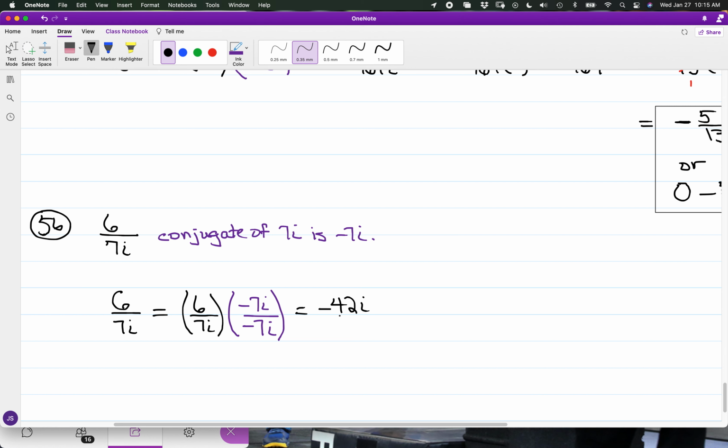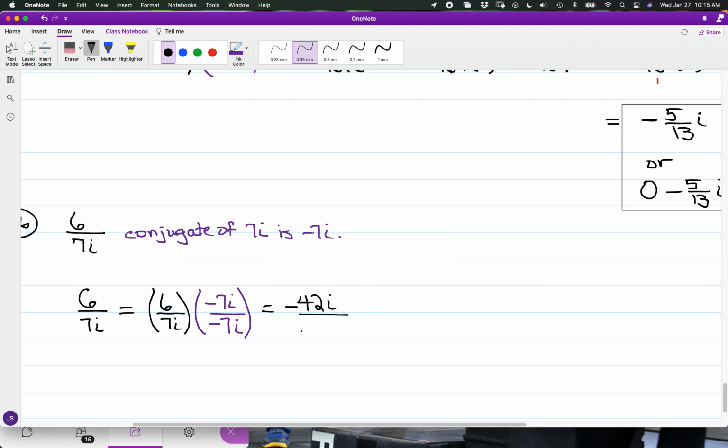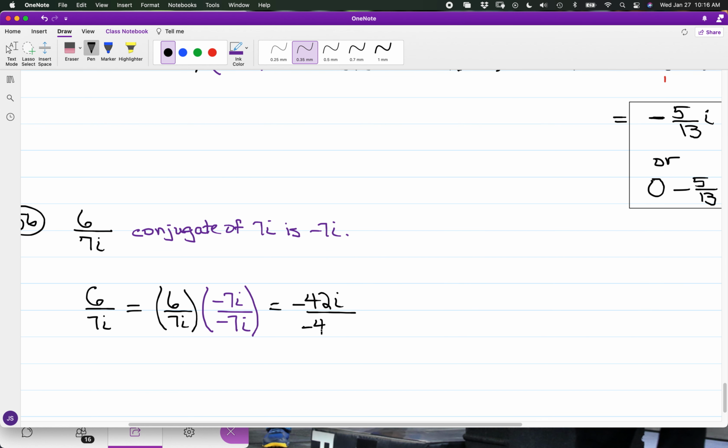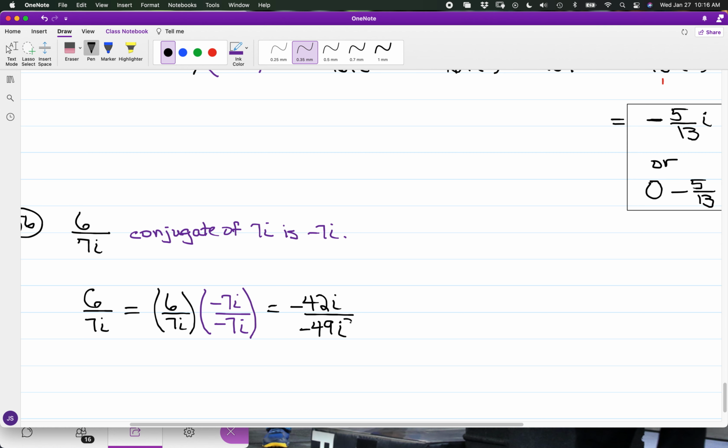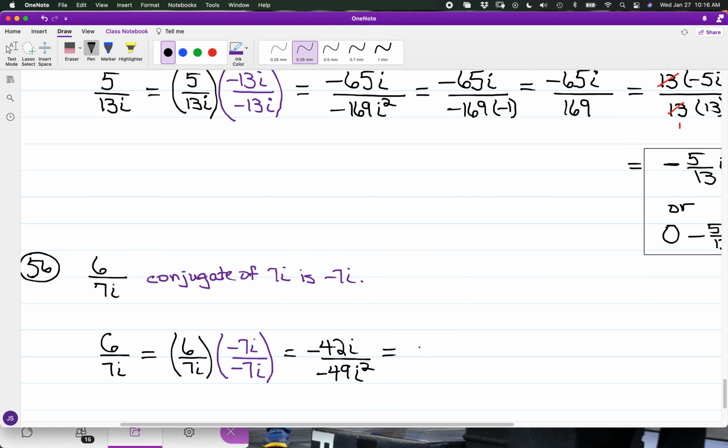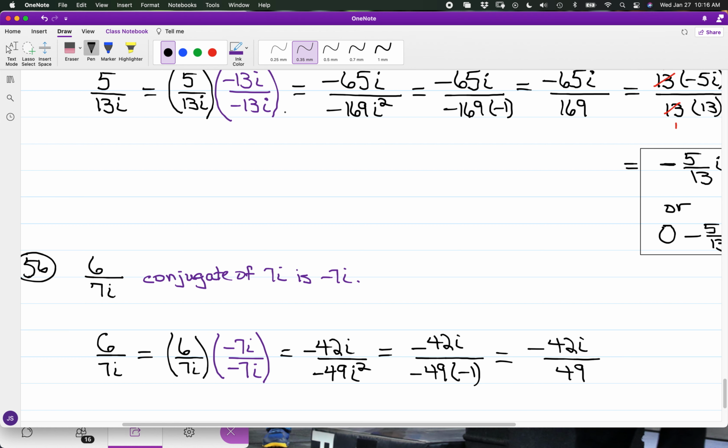So we have negative 42i. 7 times negative 7 is negative 49. i squared, so we have negative 49 times negative 1. Following through, we have negative 42i over 49, and the greatest common factor between the numerator and denominator is going to be 7. So 7 is repeated just like 13 was moments ago.